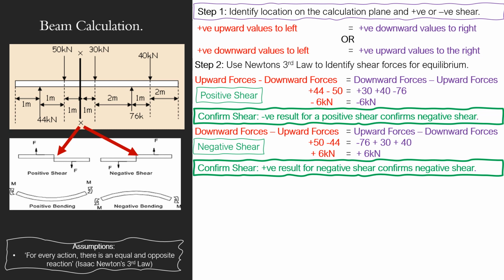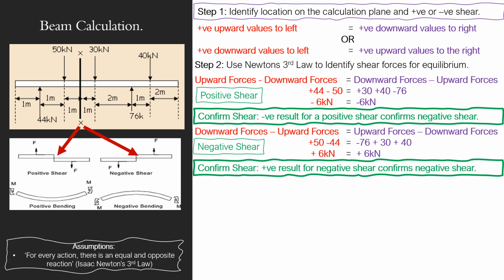So I've just done two totally separate calculations using either the positive shear or the negative shear idea. And all you're doing is saying, if it's in balance, everything to the left of the X equals everything to the right, because otherwise it wouldn't be in sync.